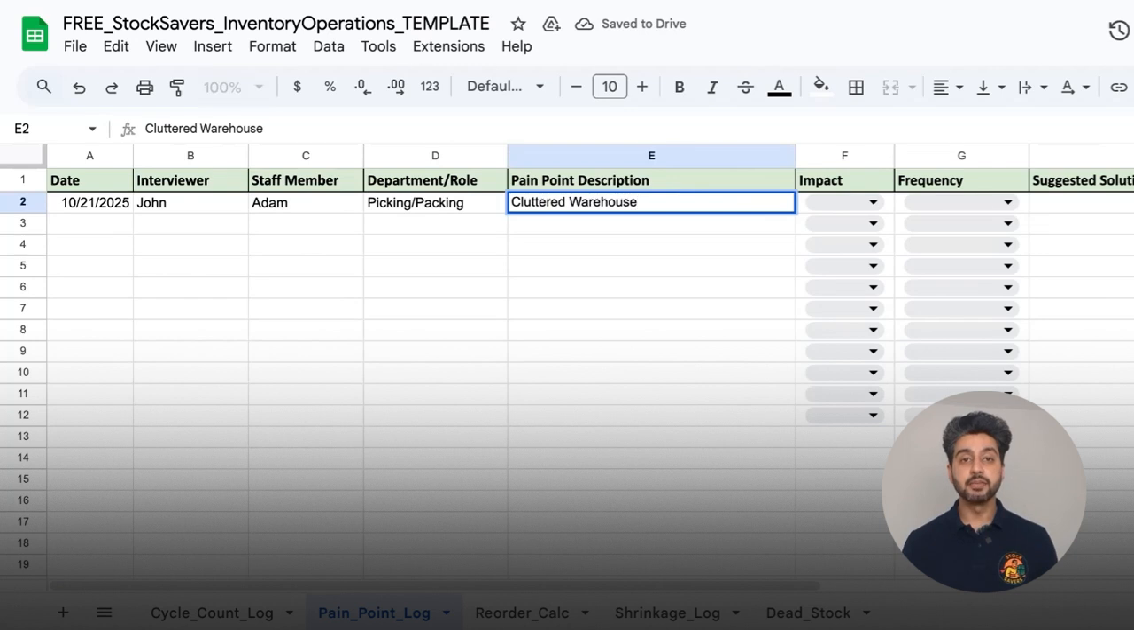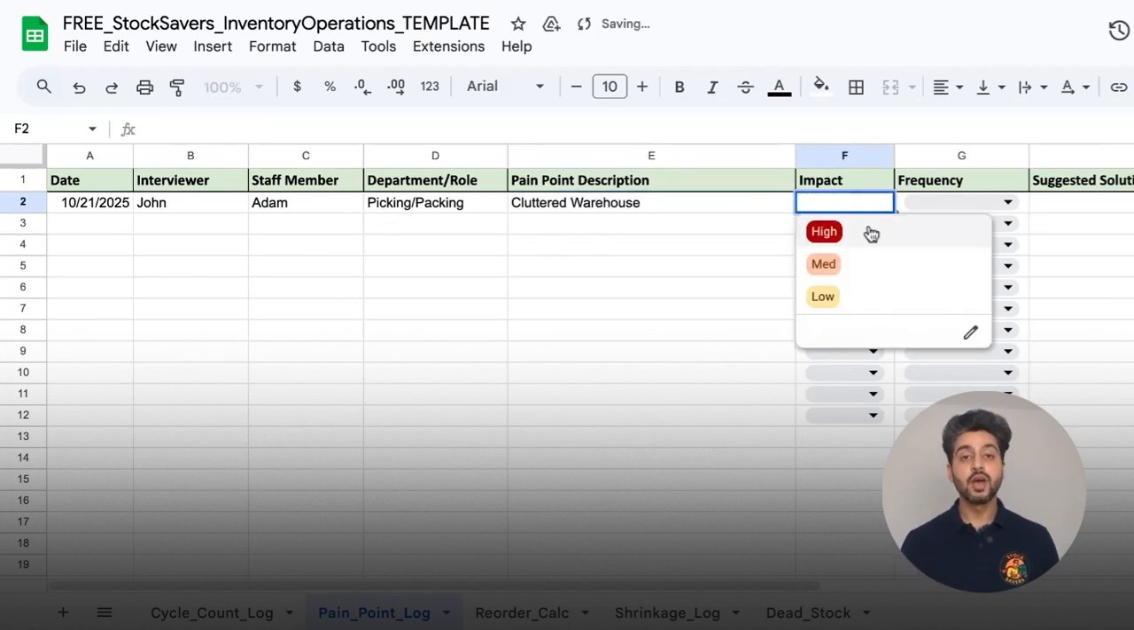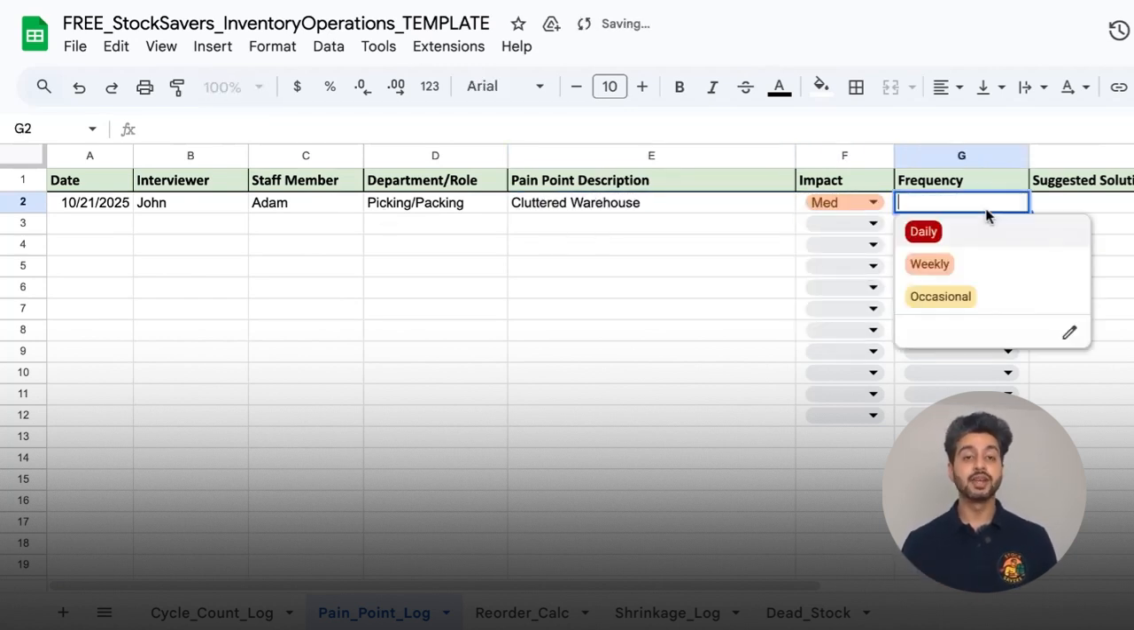This isn't about blame, it's about visibility. When you have data behind your problems, you can actually fix them. I recommend reviewing this log weekly or during your team meetings. It turns daily frustrations into measurable improvement and opportunities.